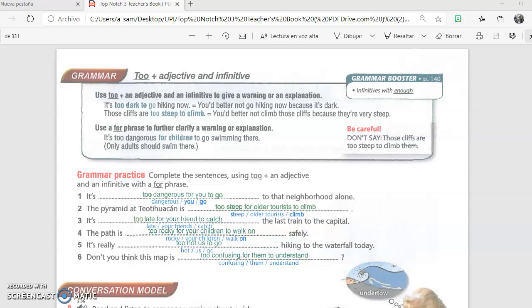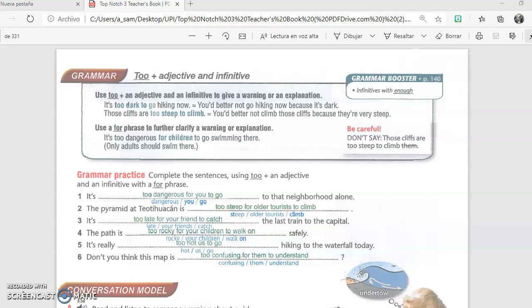Too dark to go. Now we have those cliffs are too steep to climb. So too steep to climb. So we have to, the base form of a verb or an adjective. Here we have an adjective, and there we have the infinitive. That could be to give a warning or an explanation. Also, when we use the preposition for as a phrase, we use a for phrase to further clarify a warning or an explanation.